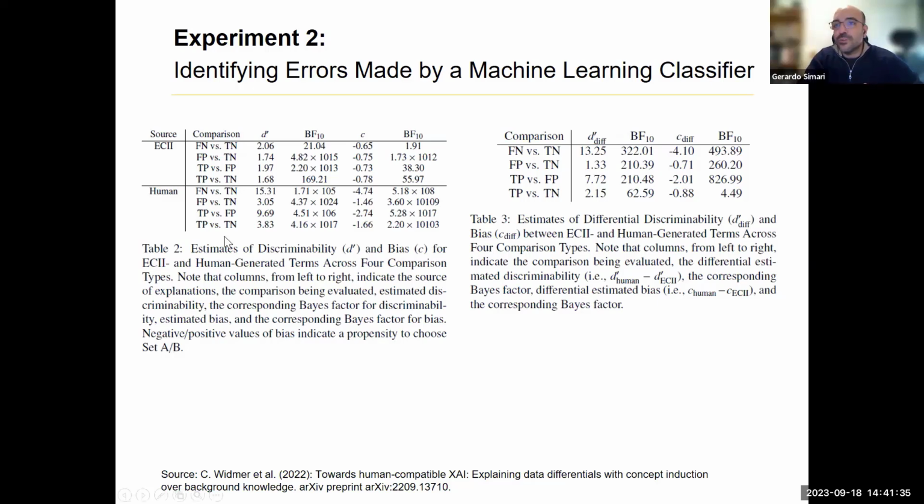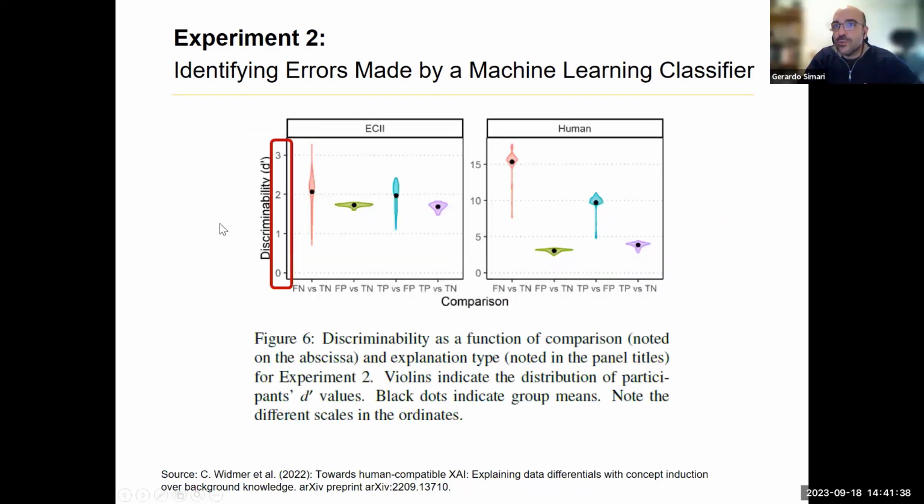And let me move over because I'm running out of time. Graphically, you can see the SC generated explanations. I'm highlighting here the axes because they're different, the axes are in different scales. You can see that the human explanations have much more discriminability than the SC ones, but even the ones generated by the algorithm had a non-trivial level of discriminability.